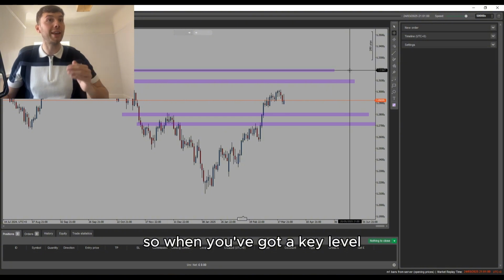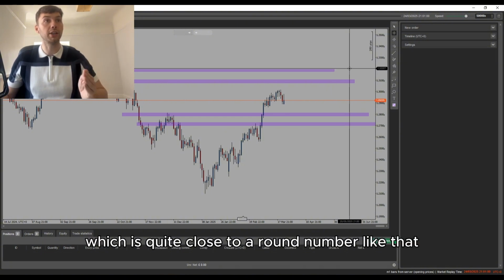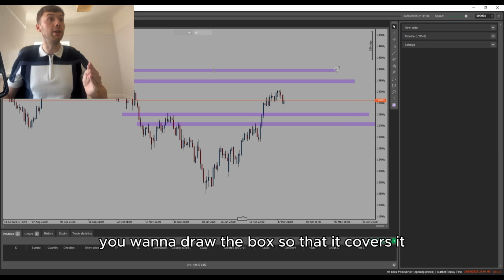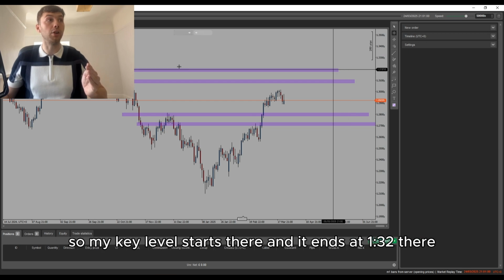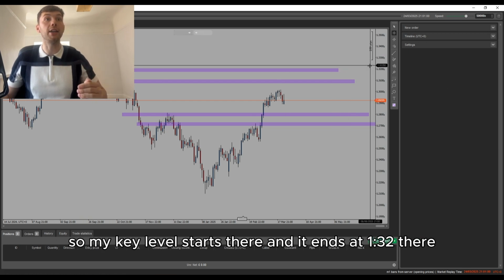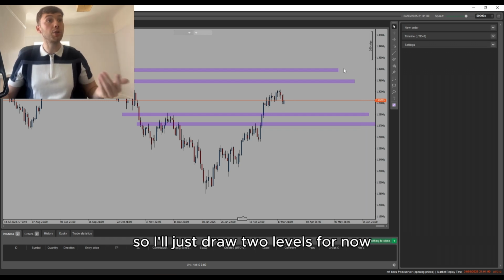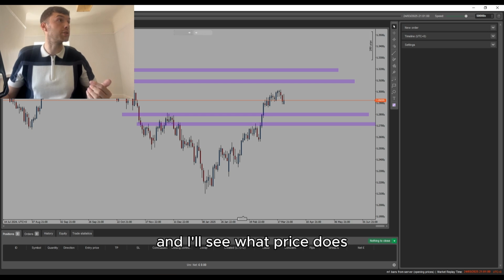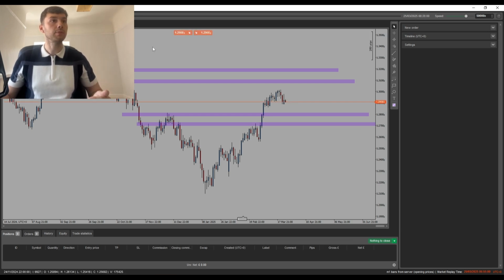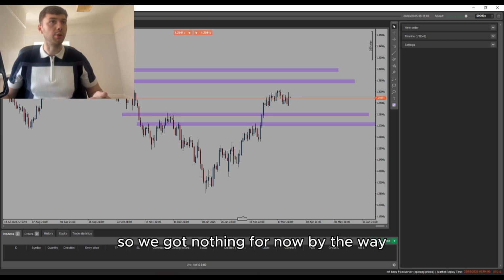So when you've got a key level which is quite close to a round number like that, you want to draw the box so that it covers it. So my key level starts there and it ends at 1.32 there. So I'm happy with that. I'll just draw two levels for now and I'll see what price does. So it's moving up. So we've got nothing for now.